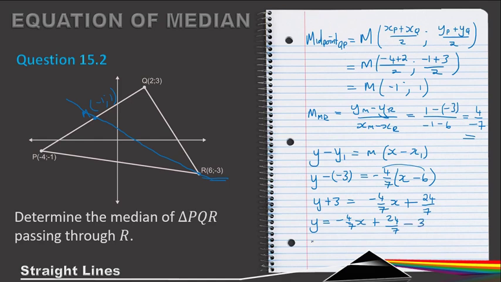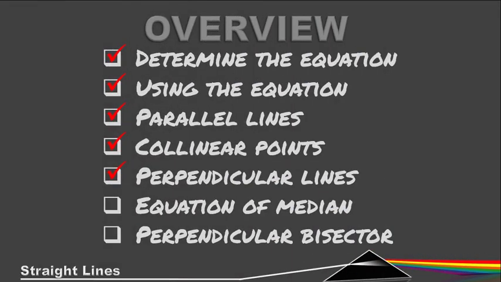So this is y equals negative 4 over 7 x. If this is 21 over 7 and I subtract 21, then I get 3 over 7. Or you could just type that into the calculator. But this is then the median that goes through R. So that is now the equation of the median.